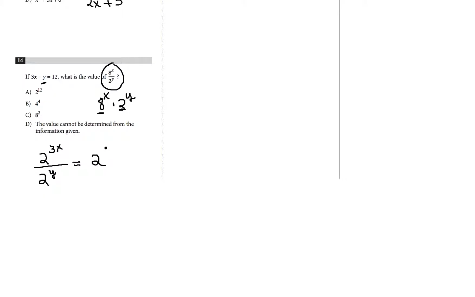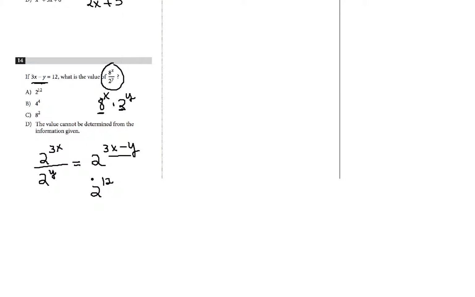So we get 2 to the 3x minus y. And then if you look, 3x minus y is equal to 12. So it's going to be 2 to the 12. It's always nice and easy when you see someone else do it. It's harder when you're coming to this part in the test. Now remember, in the test, when you hit 13, 14, and 15, I didn't think 13 was very difficult at all, but 14 and 15 are kind of hard.